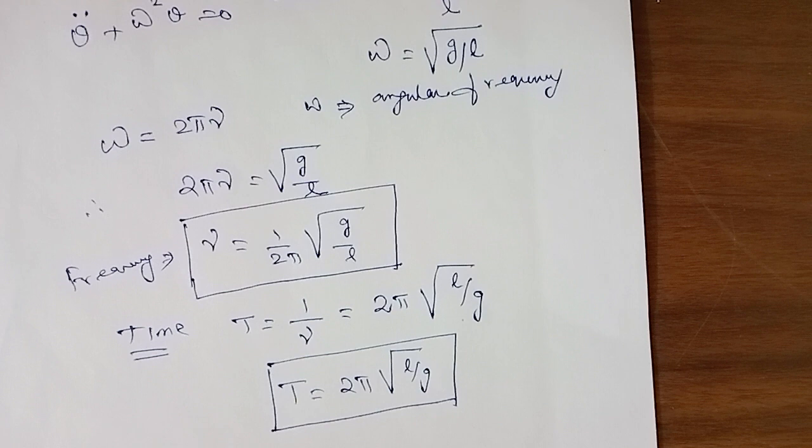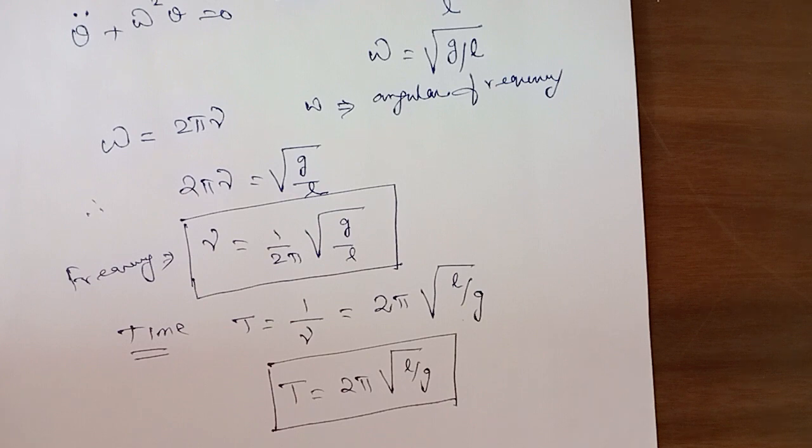So this is the method to derive the canonical transformation equation for a simple pendulum using Hamilton's equations. What are the steps? First, you calculate the kinetic energy, then potential energy, then the Lagrangian equation, then the Hamiltonian equation, then the canonical transformation. Using the canonical transformation equation of Hamilton, we find the equation of motion for a simple pendulum. Afterwards, we find the value of frequency and the value of time T.